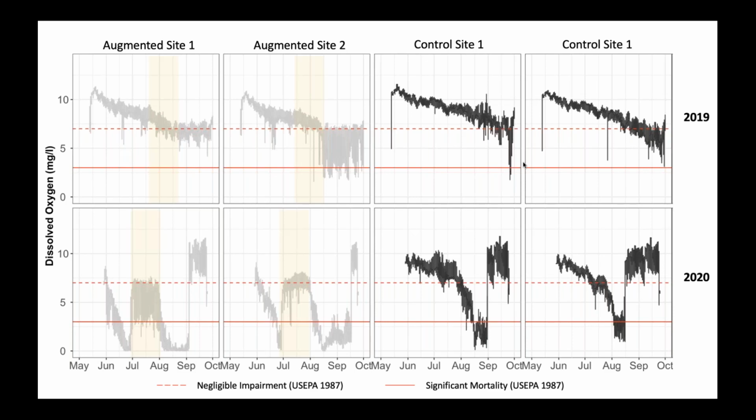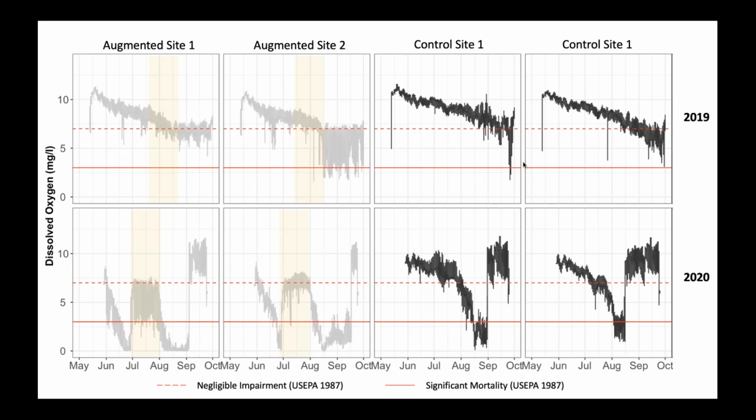So what you can see just visually without any statistical analysis is that augmentation during the wetter summer had a much smaller effect on dissolved oxygen, and that's because the ambient conditions were relatively suitable throughout the early summer and high enough that our treatment wasn't able to have a significant effect on it.